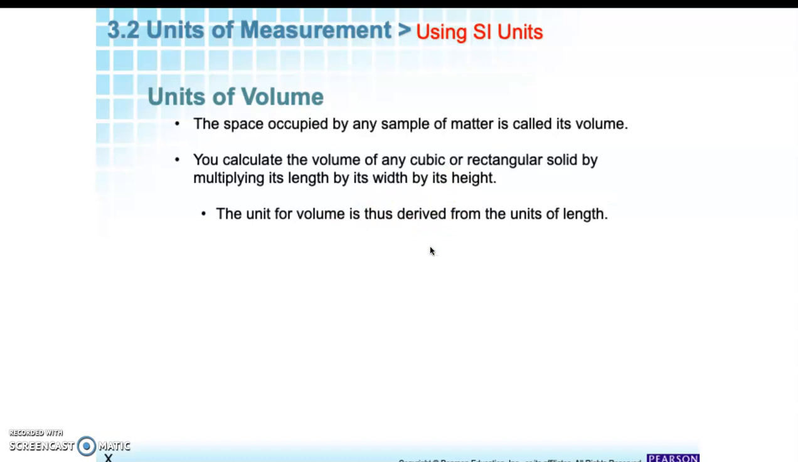The space occupied by a sample of matter is called the volume. To calculate volume, we just take length times width times height, and the unit is thus derived from the units of length. So volume and length kind of go hand in hand. When we talk about volume, we're talking about units of length, usually cubed.